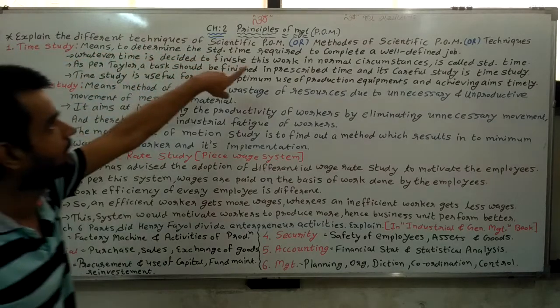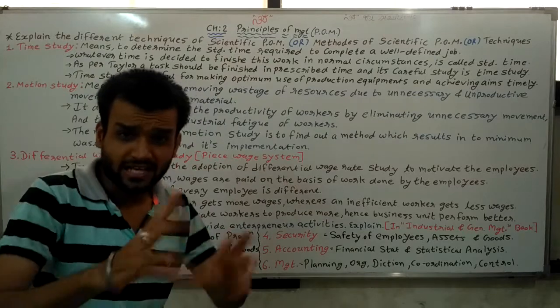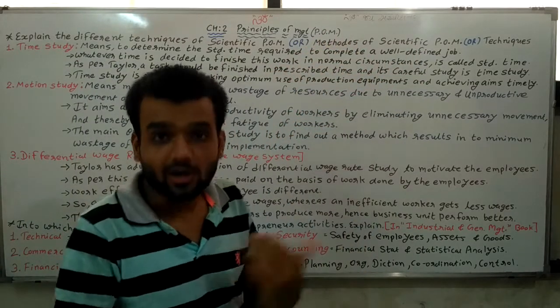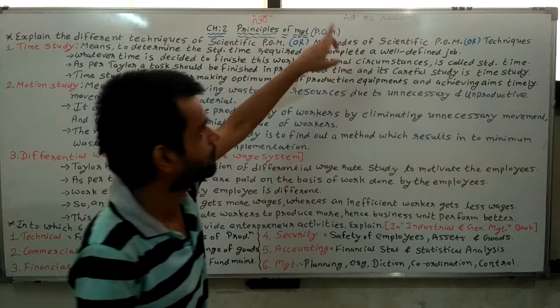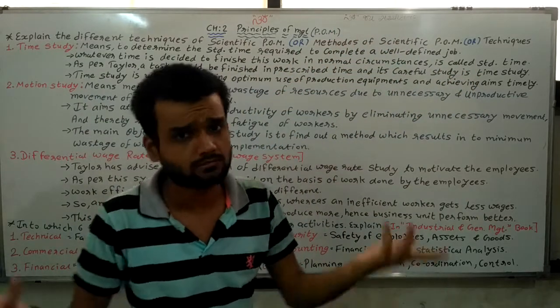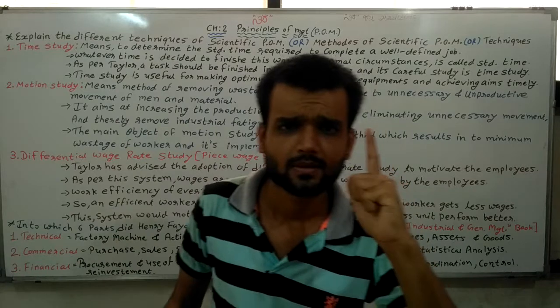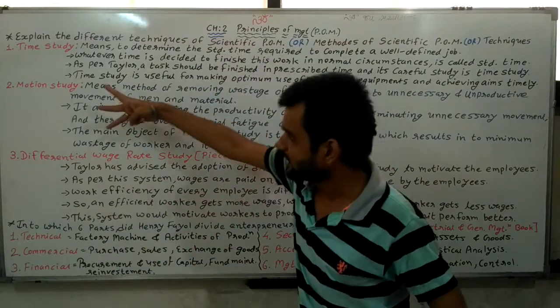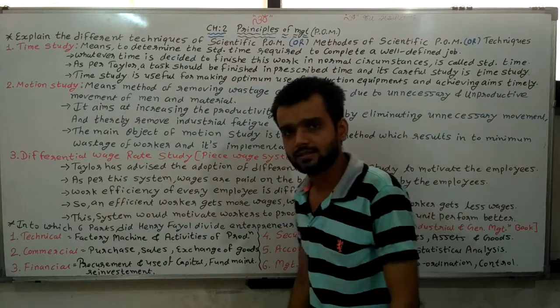techniques of scientific principles of management. Second question, methods of scientific principles of management. Third question, techniques of scientific principles of management. Any question can be asked, but the answer is only one. That is, these three studies.